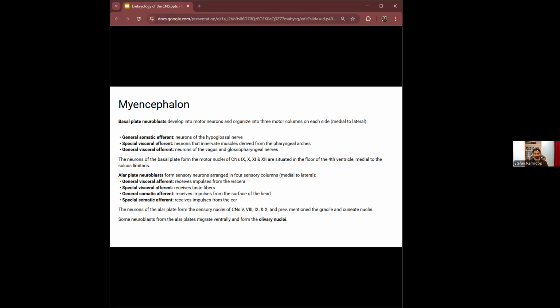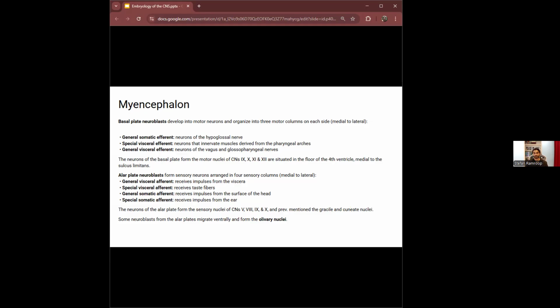fourth ventricle. On the other hand, neuroblasts from the alar plate form your sensory nuclei, which organize into four columns arranged from medial to lateral. One, you have your general visceral afferent column, which receives sensory input from the thoracic and abdominal viscera. Next is the special visceral afferent column, which carries taste fibers from the tongue and epiglottis.